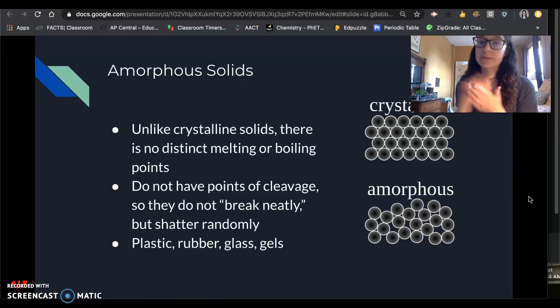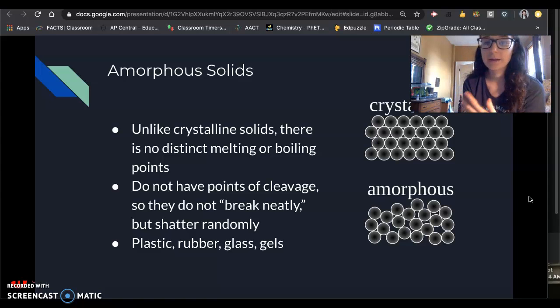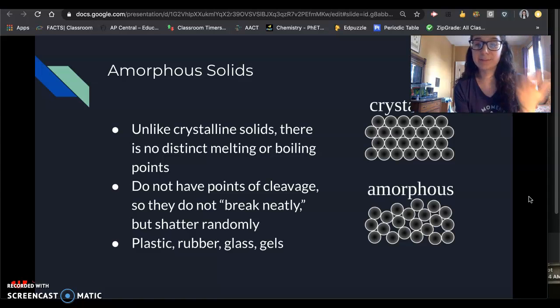Even if you go smaller and smaller and smaller, it's always this microscopic crystalline structure that is basically a cube. With glass, if you were to take a hammer to glass, it doesn't shatter into nice, equal cube pieces or anything like that. It's very random. You get big shards of glass, you get small, tiny little pieces, so they don't break neatly. It's a random shatter more than anything. And again, some examples are plastic, rubber, glass, and gels.